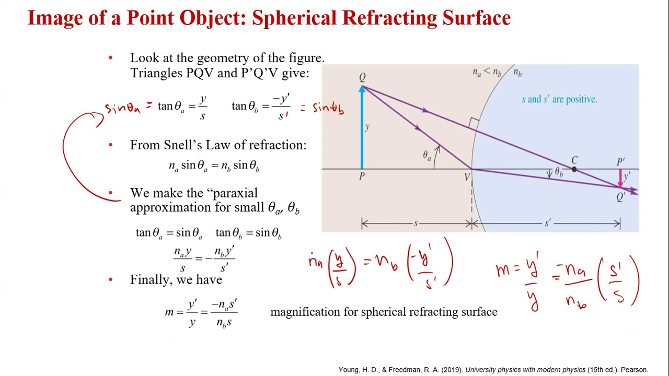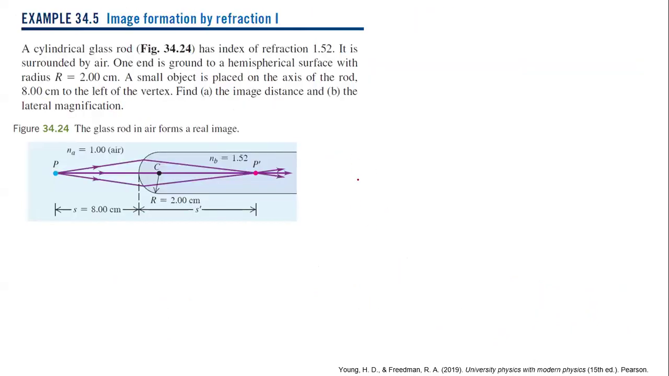So we have the two formulas. Let me write it. Number one: n_a over the object distance plus n_b over the image distance is equal to n_a minus n_b over the radius. What else? We have the magnification, which is M equals y prime over y. It's negative n_a over n_b times s prime over s.